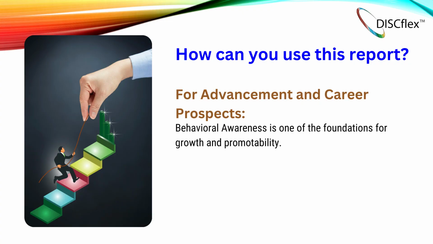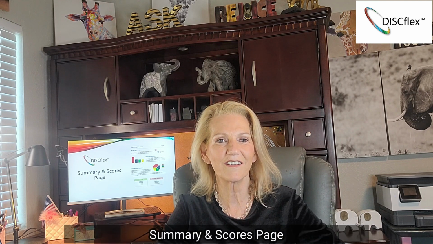I think it's most important for getting ahead in life. If you are situationally adept at changing your behavior, you're going to be invited more places. You're going to have more opportunities. You're going to have more career prospects. So for advancement and career prospects, behavioral, situational awareness, and morphing is really where it's at. I think it's super, super important to have that skill set. So let's get back to the summary and scores page.